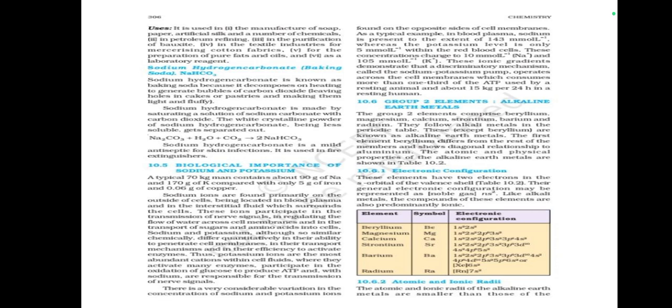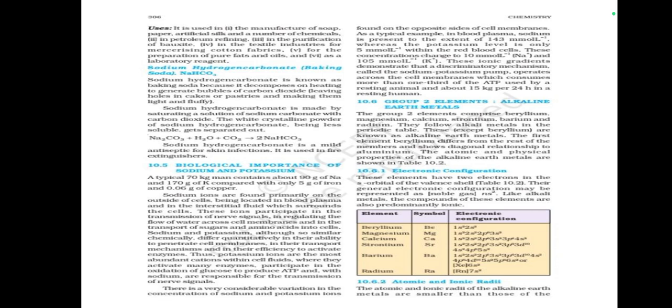Potassium ions are the most abundant cations within cell fluids, where they activate many enzymes, participate in the oxidation of glucose to produce ATP, and with sodium are responsible for the transmission of nerve signals.